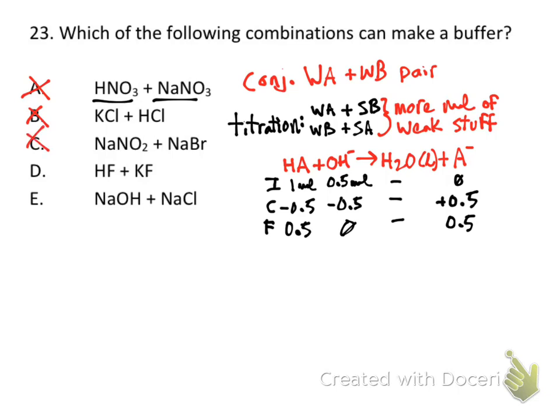NaNO2 and NaBr. NO2 minus is a weak base, and NaBr is a neutral salt, so this is just a weak base. HF and KF, we have a conjugate weak acid, weak base pair. The KF is just a source of F minus, so it's just F minus in disguise. Hey, look! Conjugate weak acid, weak base. That's a definition of a buffer. And then finally, we have sodium hydroxide, which is a strong base, and NaCl, which is neutral. This is just a basic solution.